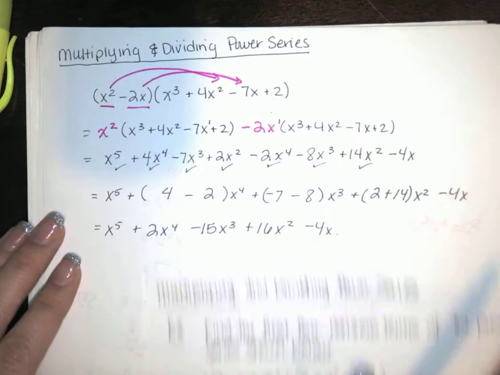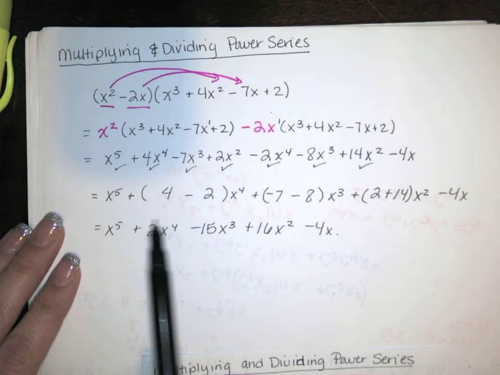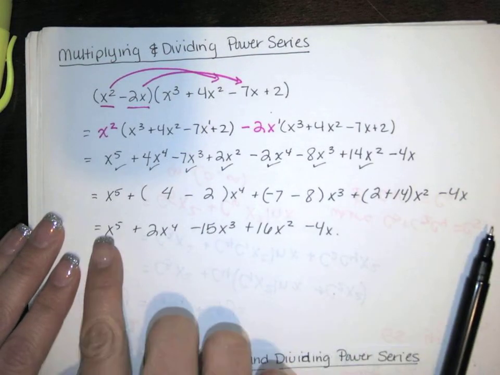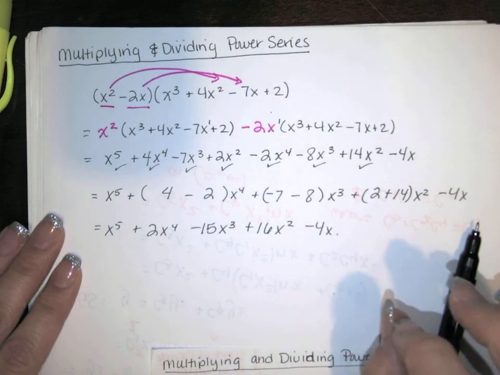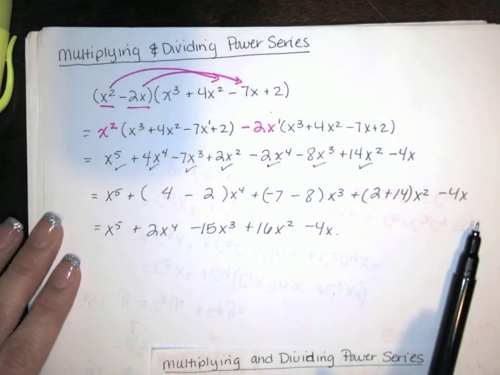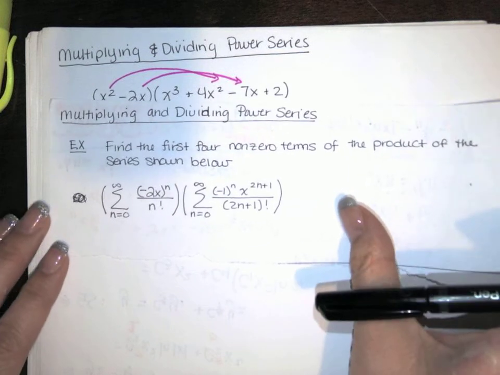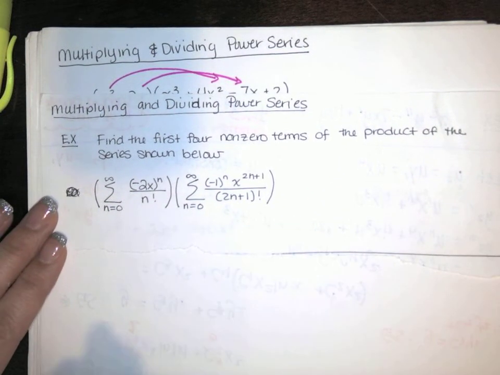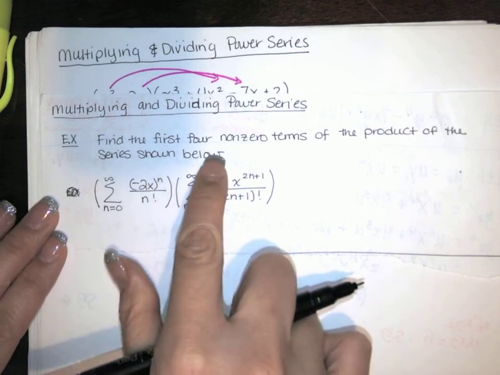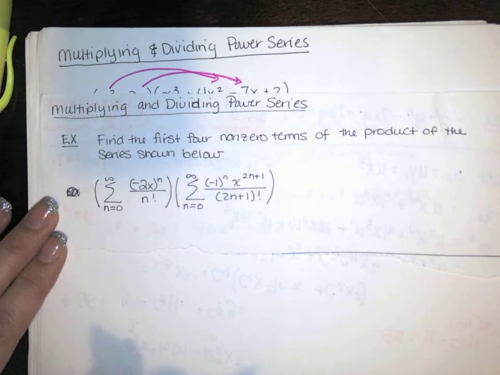So if our series looks like this at the beginning, I would just say this plus this plus this plus this plus ... and those dots would represent all the rest of the terms of my series. So that's the plan. It's just like multiplication of polynomials. There's one little tweak that we have to keep in mind if we want the first 4 non-zero terms of the product.